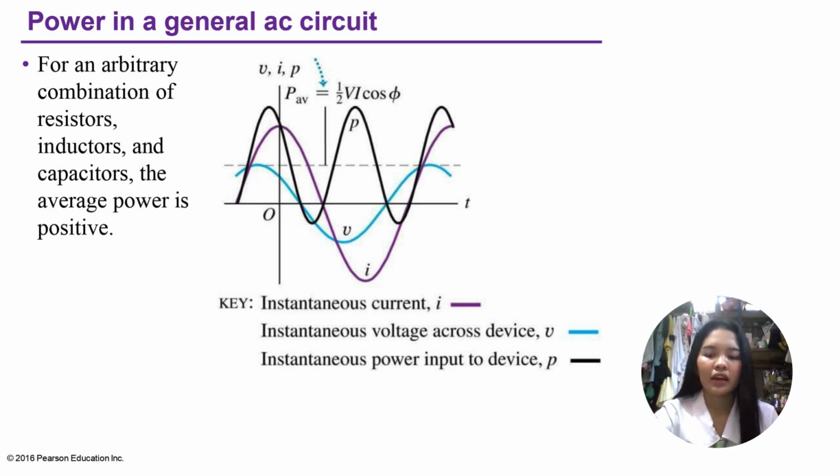As you can see here in the diagram, the instantaneous current is represented by the purple line, while the instantaneous voltage across the device is the blue curved line across the horizontal line. And lastly, the instantaneous power input to the device, denoted by small p, is represented here by the black curve.